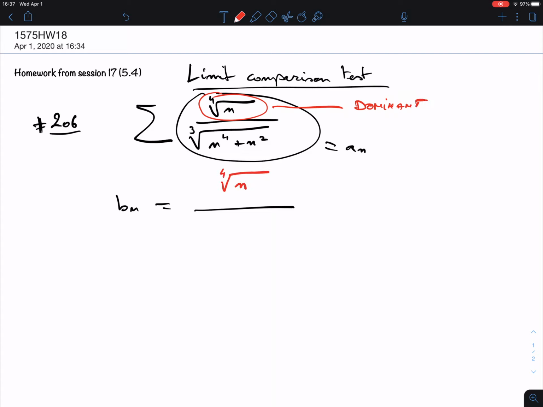And I don't even convert the radical, notice that. It is something for later. And then what's in the denominator? It's the highest degree, but there is still the radical, so it is the cube root of n to the fourth. So that's my bn.